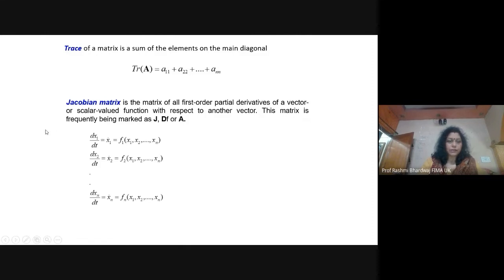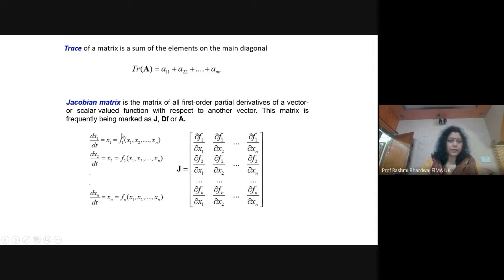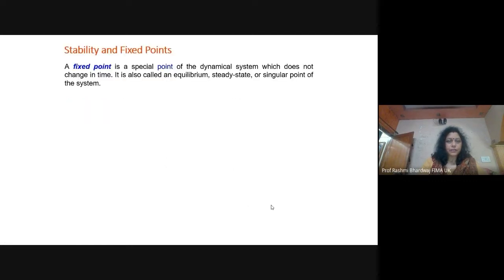So for the Jacobian, suppose this system of equations is given. What is the value of the Jacobian? It is nothing but the partial derivative of this function with respect to all the variables. So it is del f1 by del x1, del f1 by del x2, and so on up to del f1 by del xn. In the same way, del f2 by del x1 and so on. So this is the Jacobian of a function.